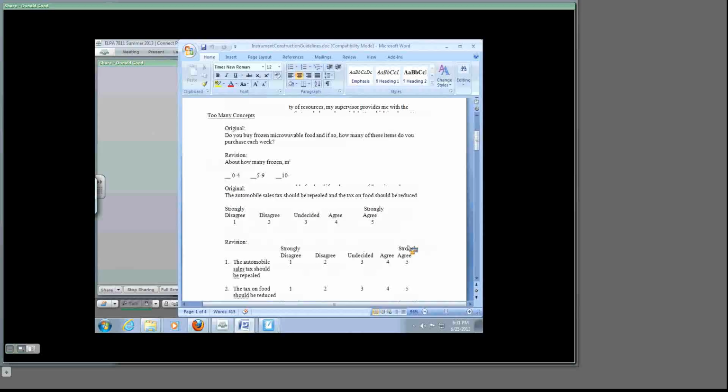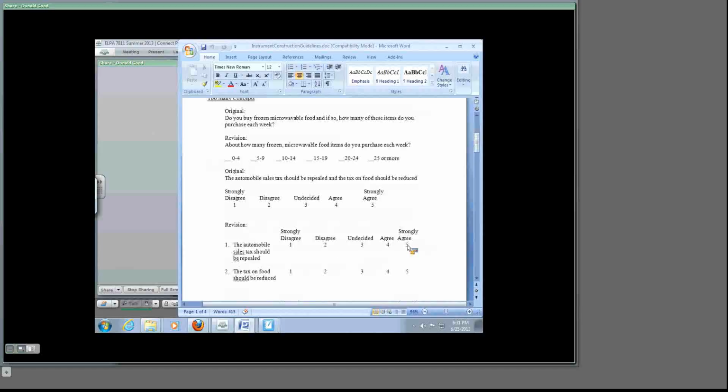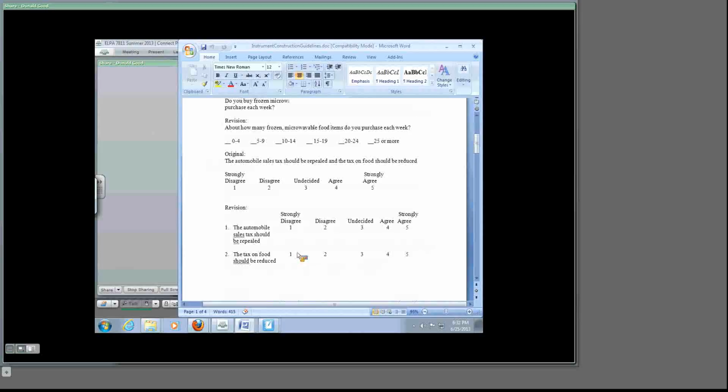So what if I ask them two different ways? The automobile sales tax should be repealed as one item, and the tax on food should be reduced as one item. And by the way, notice when I can remember to, I'm using the word item and not questions, because these aren't questions. They're items. Not every item's a question. A question has a question mark to it. These are the statements to which you respond in this Likert scale kind of way.